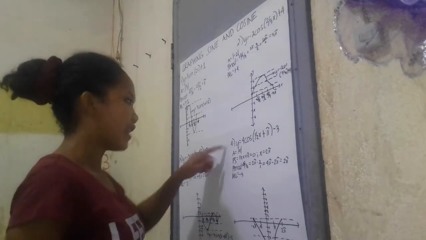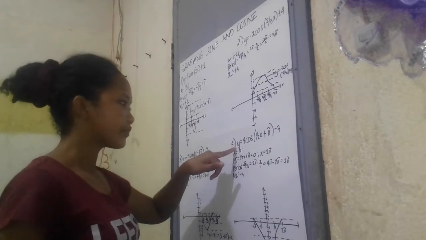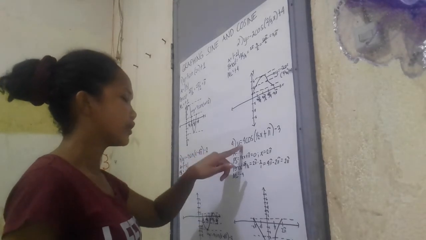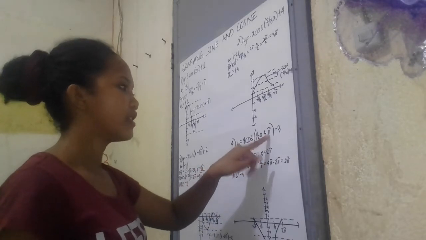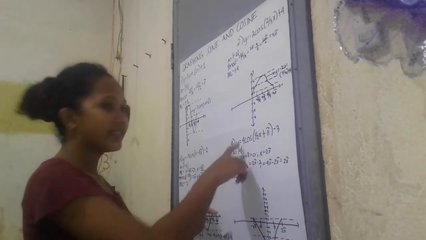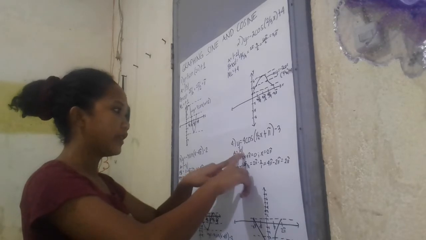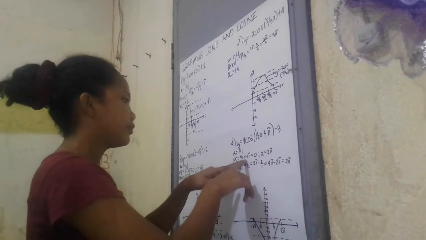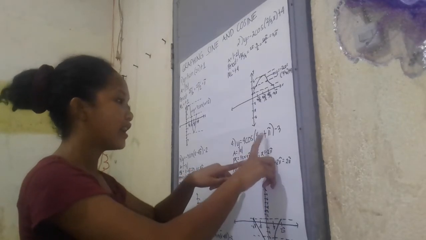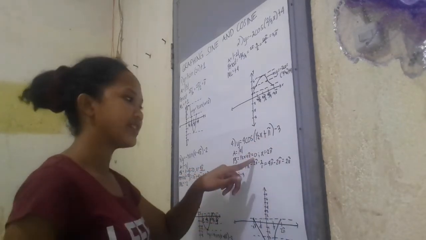Then the last example is number 4, y is equal to 4 cosine of 1/2 x plus pi, minus 3. So the amplitude again is the absolute value of 4. Then our phase shift will be 1/2 x plus pi is equal to 0.